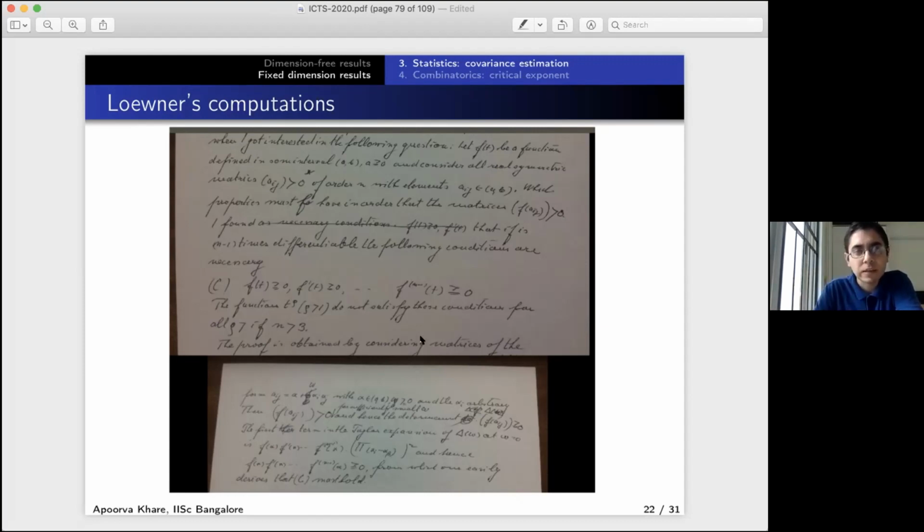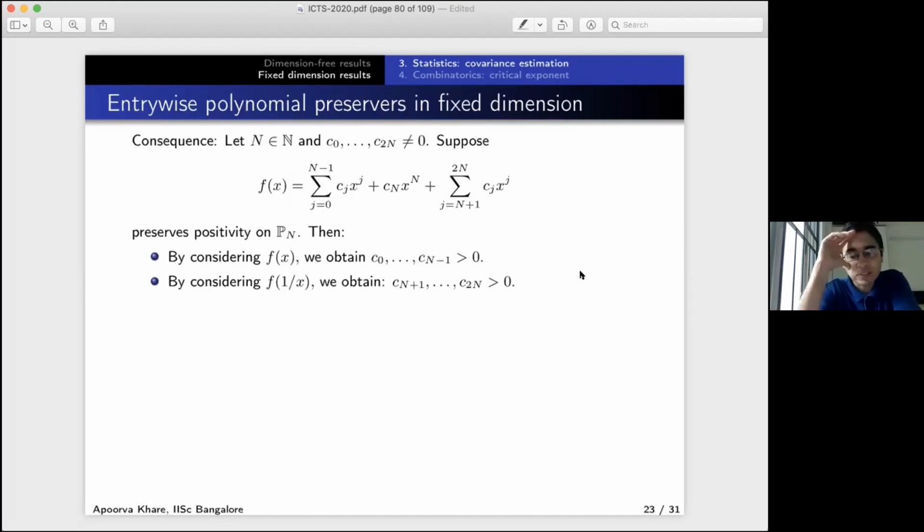Okay, but he assumed f is differentiable, and then there was something about continuity which I'm skipping here. Anyway, as a consequence, as I said, I want to look at polynomials, and I want to find one polynomial with one negative coefficient which preserves positivity in dimension 3 or dimension n for a fixed n. So suppose f is such a polynomial, n is an integer.